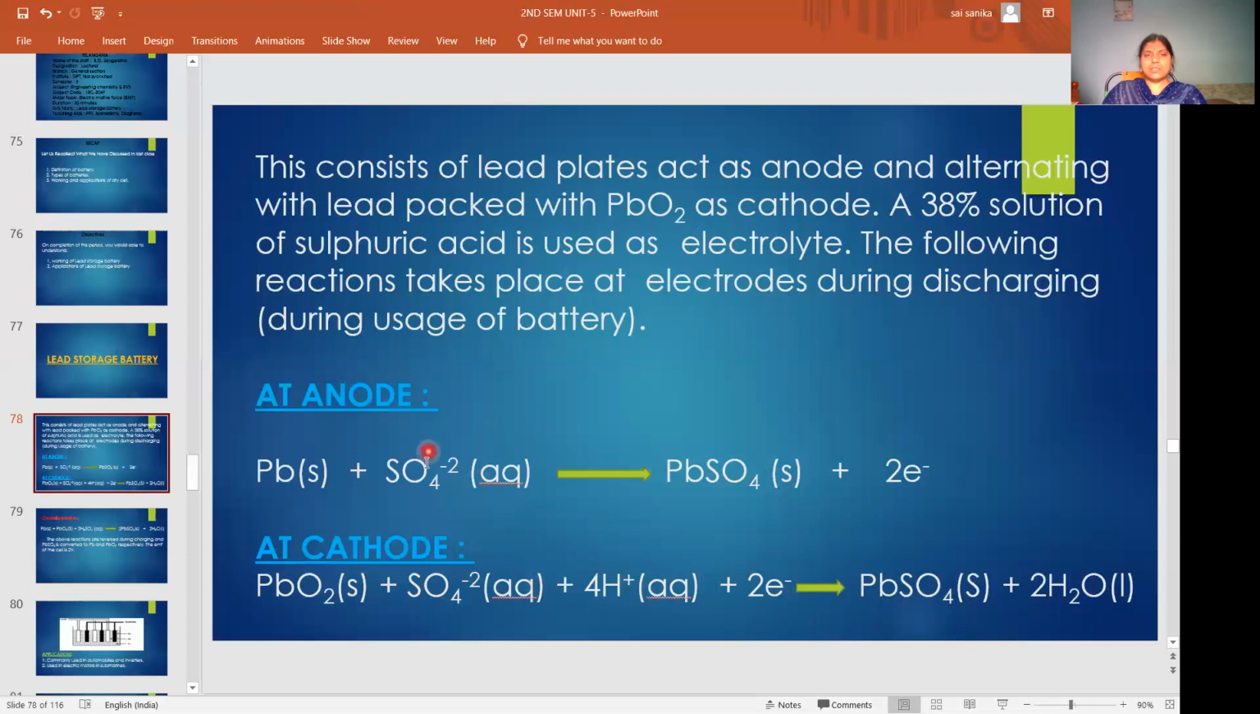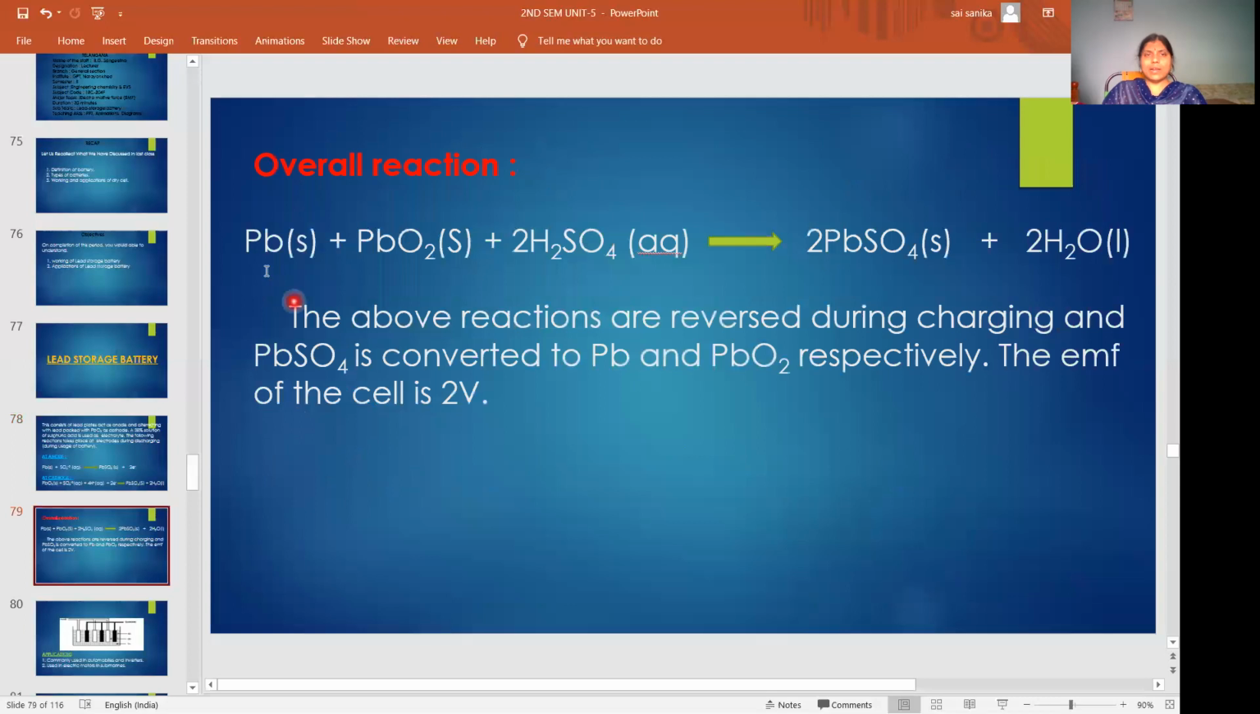So if you combine these two reactions, you will get the net reaction. So Pb plus PbO2. So here 2 sulfate ions, 4H plus means 2 moles of sulfuric acid is reacting and you are getting 2 moles of PbSO4 and 2 moles of water. So electrons are cancelled. So this is the overall reaction of this cell. So whatever the reactions taking place, these are during discharging. While charging, these reactions will be reversed. That PbSO4 is converting into Pb and PbO2.